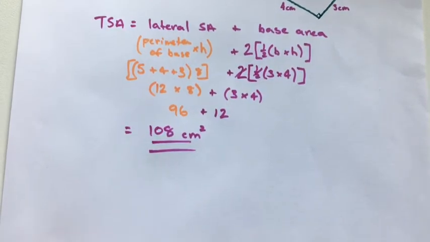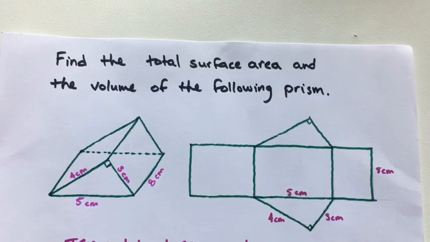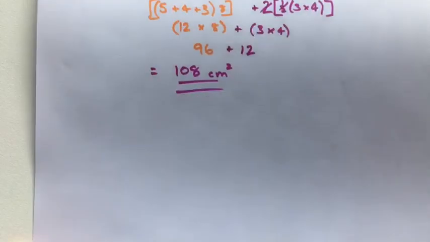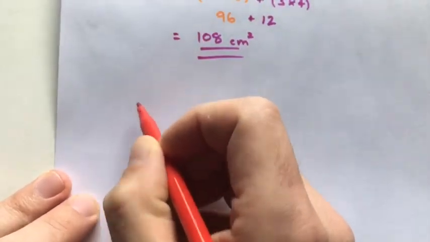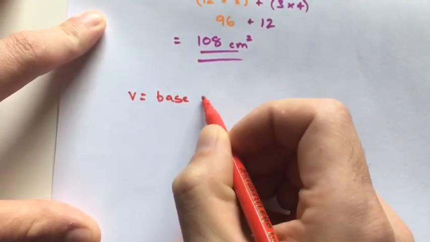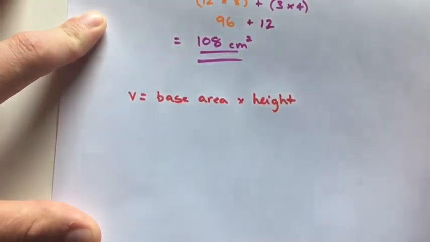So the next part of our question, it asks for the volume of the prism. Finding the volume of the prism is pretty easy. It's a lot simpler than finding the lateral surface area or the total surface area for that matter. So let's do this one in red. So the volume of a prism, as we've learned, is the base area times the height of the prism itself. So volume is equal to base area times height.